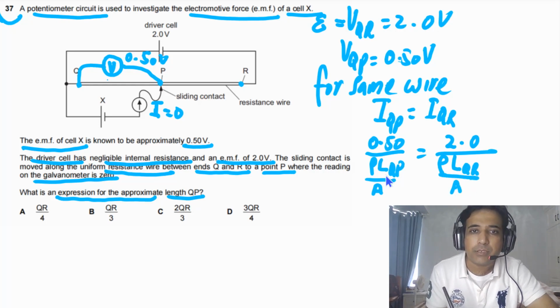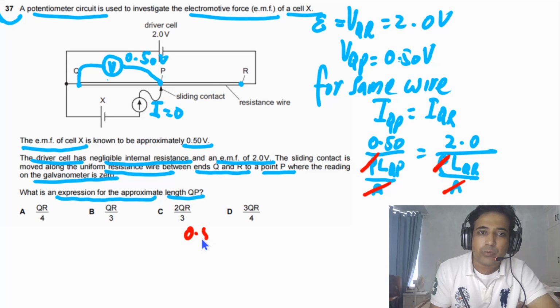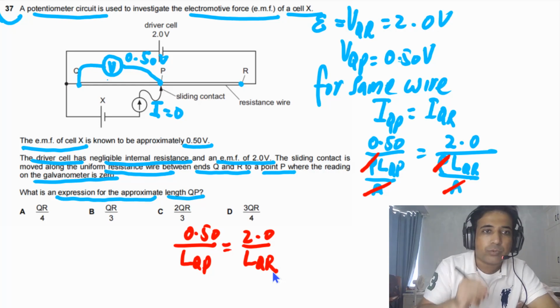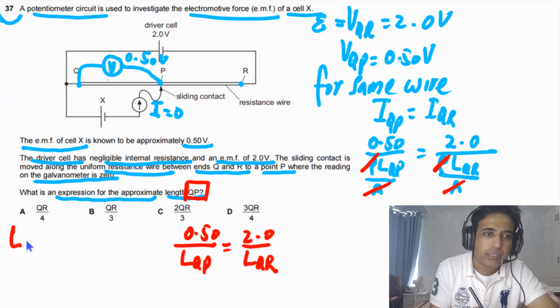This is a uniform wire, so the cross-sectional area is the same. We are talking about the same wire, so the resistivity is also the same, and it will cancel. So we are left with 0.50 divided by LQP, which is equal to 2.0 divided by LQR. For this question, we need to find the value of QP, so we need to find LQP.